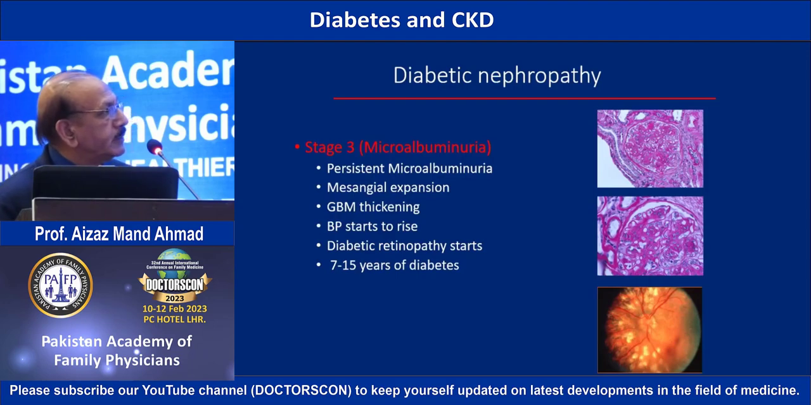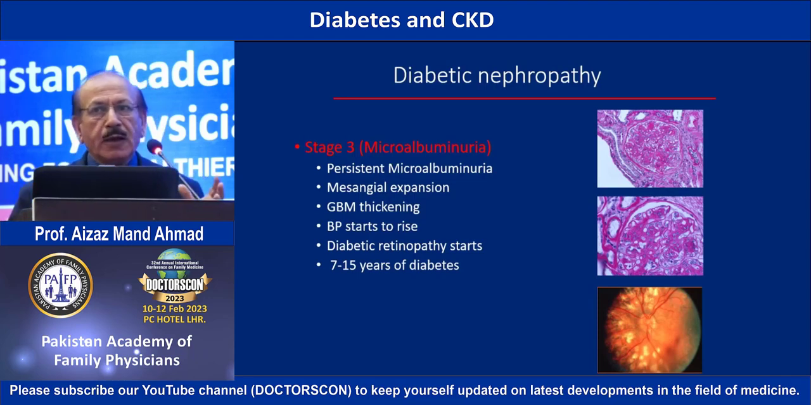The third stage is that of microalbuminuria, and now you have persistent microalbuminuria. Mesangial expansion is there. You can see this reddish part. This is the mesangium. Glomerular basement membrane begins to thicken, and retinopathy starts. So the same kind of arterioles that you see in the kidney, you also see them in the retina.